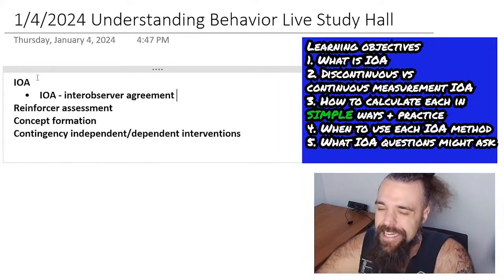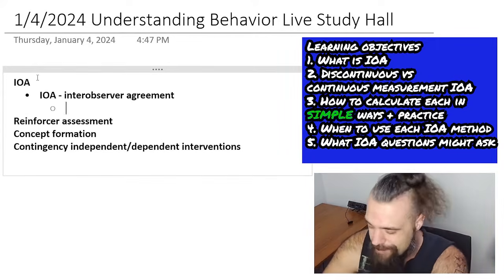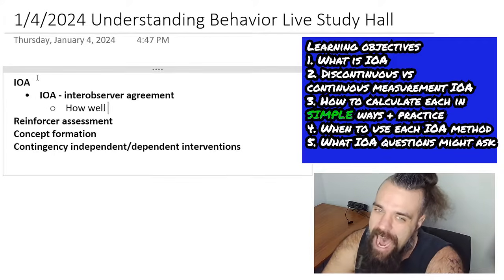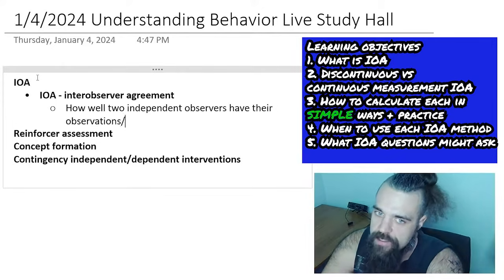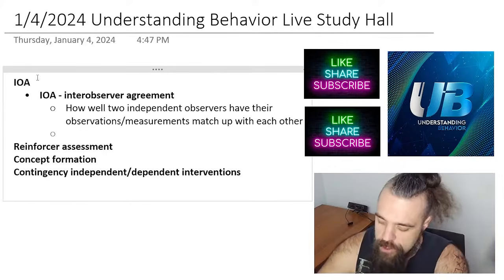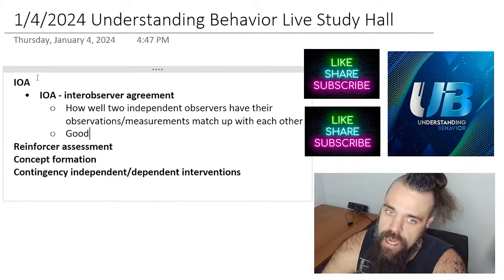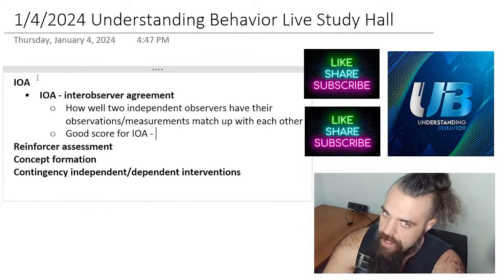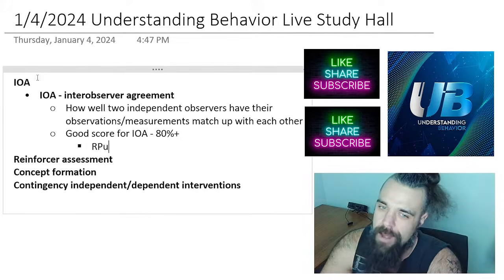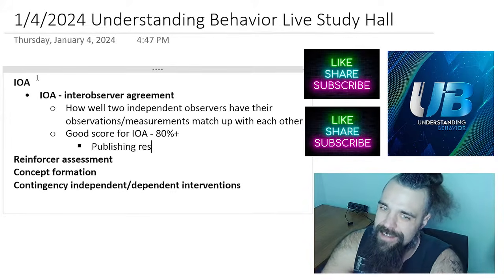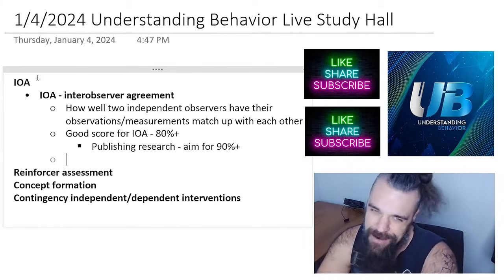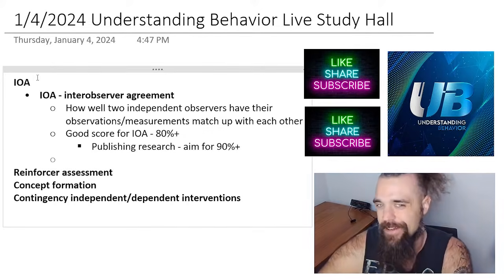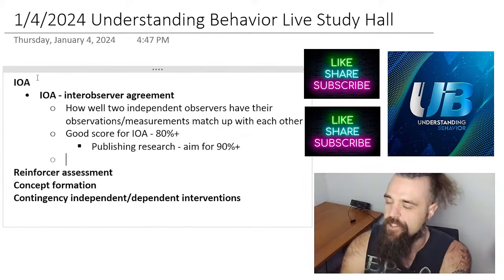So IOA stands for Inter-Observer Agreement. To get a basic definition for us here, it's essentially how well two independent observers have their observations or measurements match up with each other. Usually, a good score for IOA is 80% plus. But if you're publishing research, you're probably going to want to aim for 90 plus, because journals don't publish as much if you only got 80% IOA. So it does get more important when you are doing research.